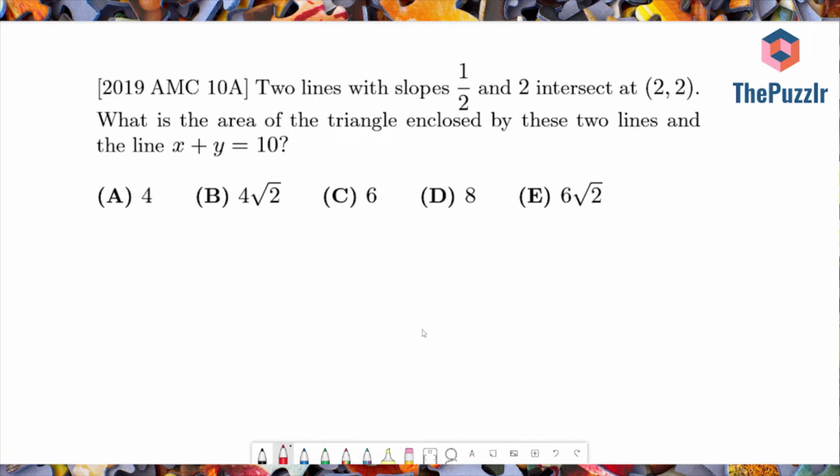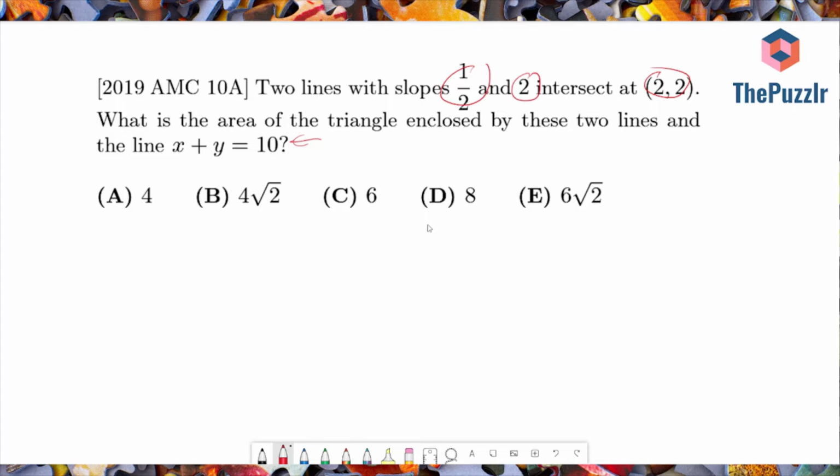What is the area of the triangle enclosed by these two lines and the line x plus y equals 10? Okay, so we have 3 lines, and we can find the equation of all 3 since we're given a slope and a point, which is point slope. We're also given another slope and a point, and then we're given the third equation. So we can find the intersection of all 3 of these, and that would be the easiest way to solve this problem. Let's take a look.